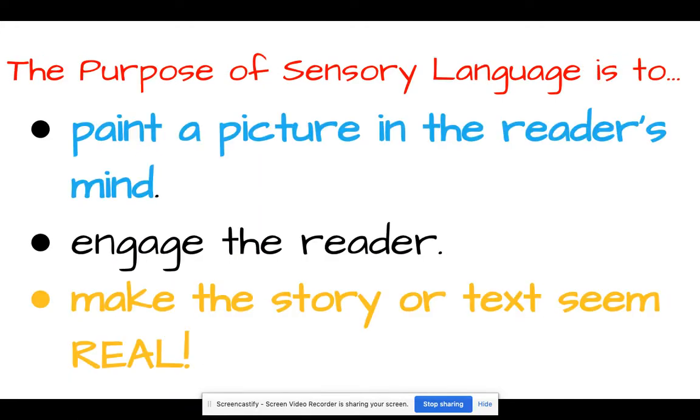So, why does a writer use sensory details? Well, the purpose of sensory language or sensory details or imagery, and I use those words because people use different vocabulary for sensory language, but the purpose is the same. The purpose is to paint a picture in your head to help a reader visualize what's happening, to engage you, to make you want to be a part of the text, and to make the story seem real.